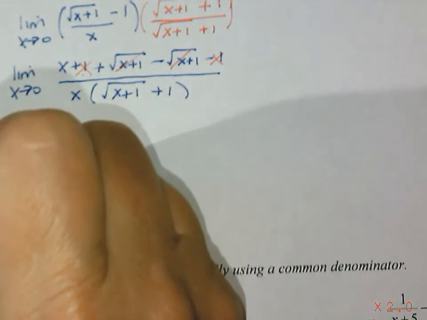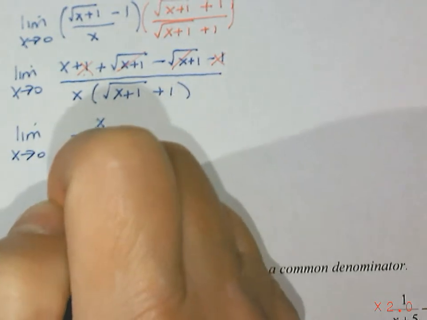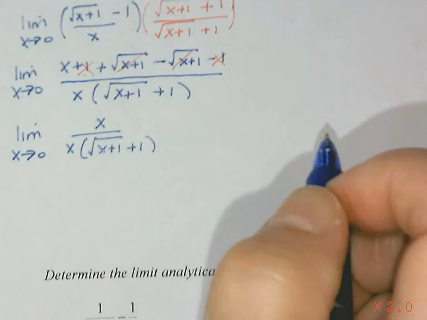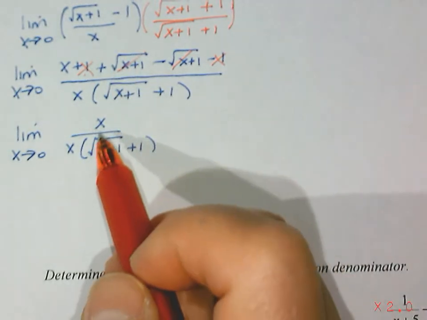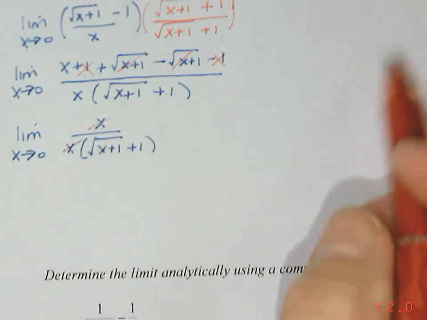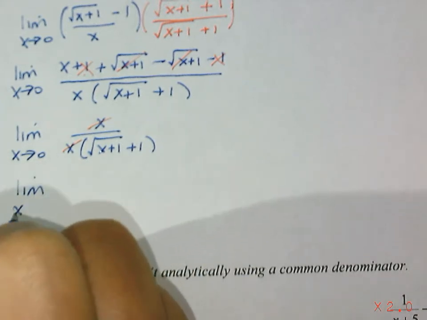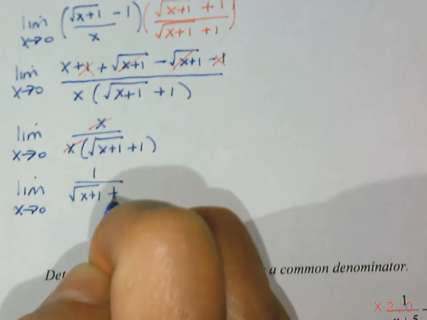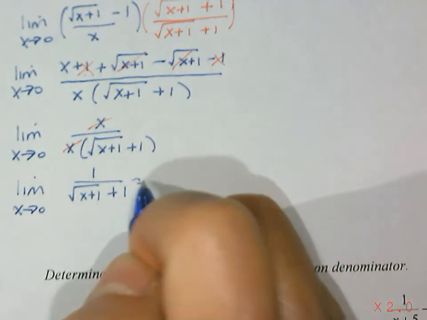So I would have the limit as x approaches 0 of x over x multiplied by the square root of x plus 1 plus 1. Now you can see why I did not multiply these x in, because if I have an x divided by an x, that's equal to 1. So this would be the limit as x approaches 0 of 1 over the square root of x plus 1 plus 1.